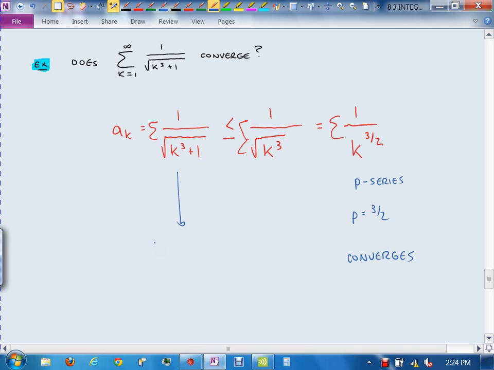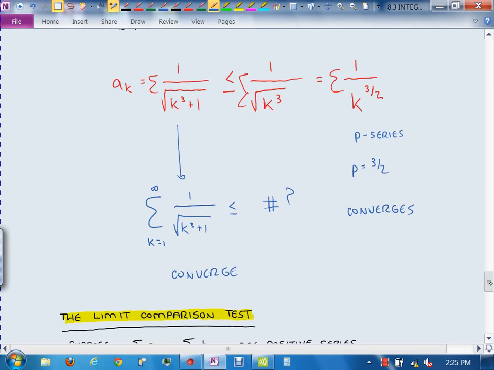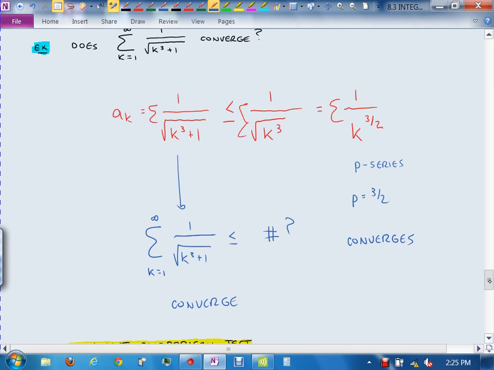So this sum k equals 1 to infinity of 1 over square root of k cubed plus 1 is smaller than or equal to some number that I don't even know, which means that we converge. Questions?